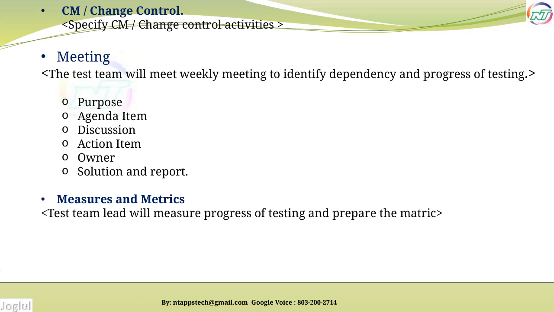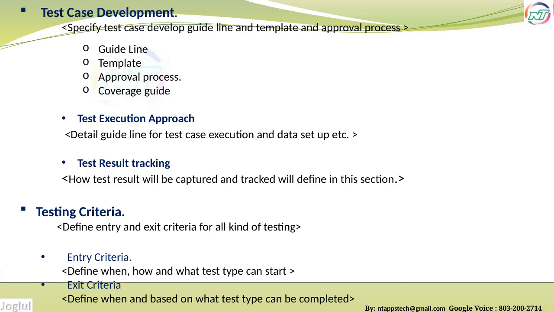When developing test cases, it's essential to follow clear guidelines and use standardized templates to ensure consistency and traceability. These templates help capture all necessary details, like test objectives, steps, expected results, and data requirements. The approval process ensures that all test cases are reviewed and validated by relevant stakeholders before execution, reducing errors and gaps. Coverage guides help define the scope of testing to make sure all critical features and scenarios are included.